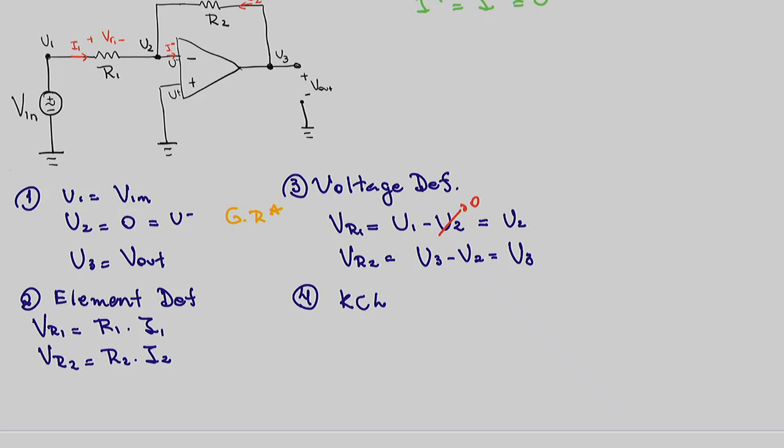Quick thing he pointed out, it should say VR1 equals U1. What did you say again? For number 3, voltage definition, the first statement, you wrote VR1 is equal to U2, and it should be U1. So you mean it should be U1 minus U2? Yeah, because of the signs. Thank you.